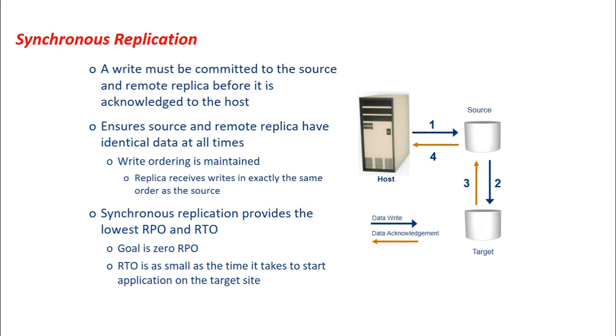Synchronous remote replication ensures that the source and the remote replica have identical data at all times. Write ordering is maintained, that is, the replica receives the writes in the same order as the source. Synchronous replication also provides the lowest recovery point objective and recovery time objective. Here the goal is zero recovery point objective, and RTO also should be very small, as it is the time it takes to start the application on the target site.